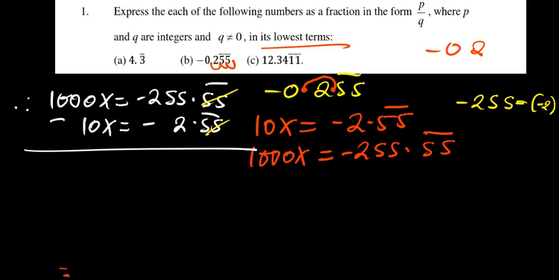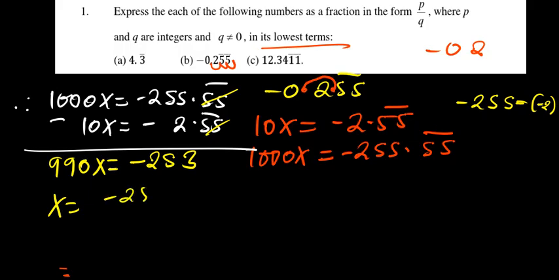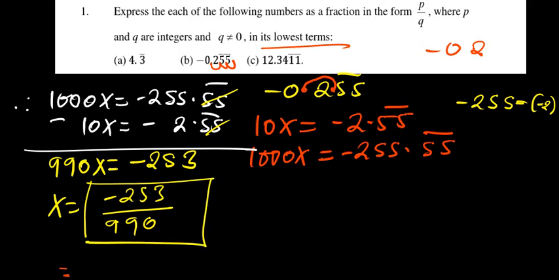So what we're going to have is 5 minus 2, it is 3. Then 5 will remain there, then here I have 2 but negative. Then here this will be equal to 1000 minus 10 is 990. So 990x, then we divide both sides by 990. Therefore x will be negative 253 divided by 990. And for sure, if you use the calculator, you punch negative 253 divided by 990, you'll be able to get this answer.